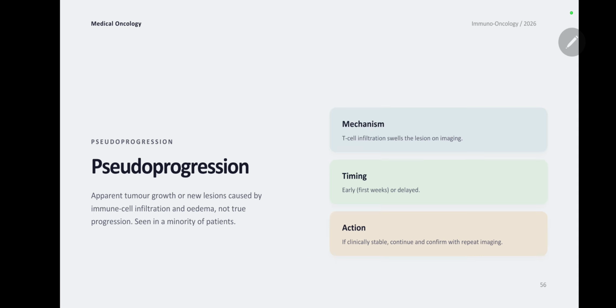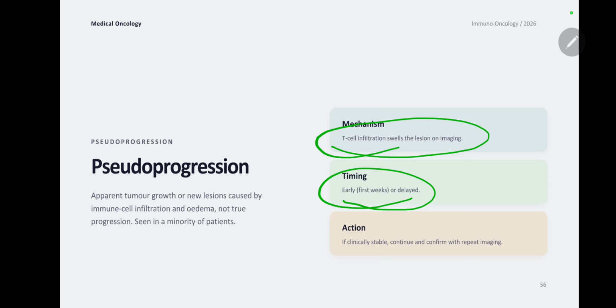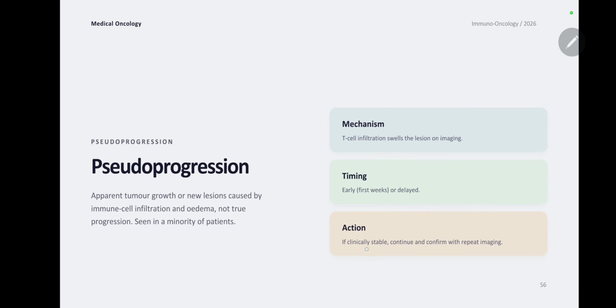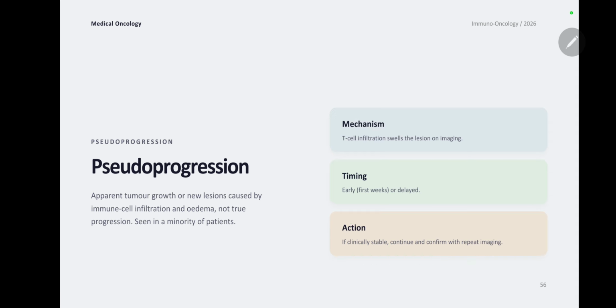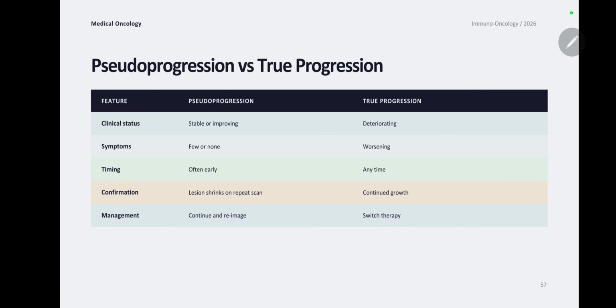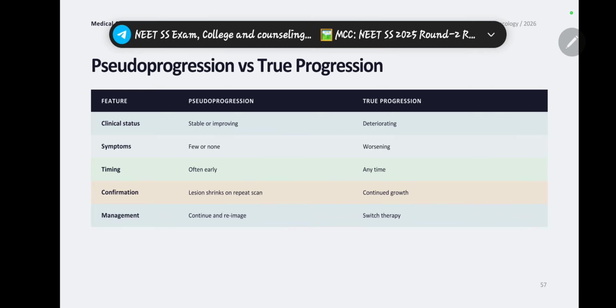So what are the different types of response? We will discuss that. One is pseudo progression. How does it happen? When T cells activate and infiltrate the tumor, this makes it look as if the tumor is progressing. So that is called pseudo progression. It can be early as well as delayed, both types of pseudo progression. And if the patient is clinically stable, then continue the therapy and repeat imaging. Okay, so how do we know whether this progression is pseudo progression or true progression?